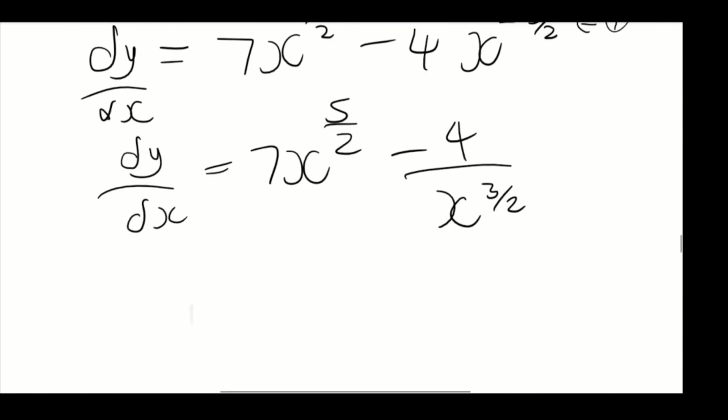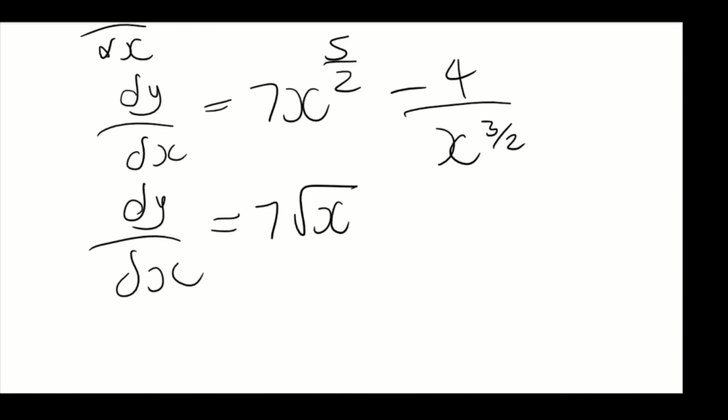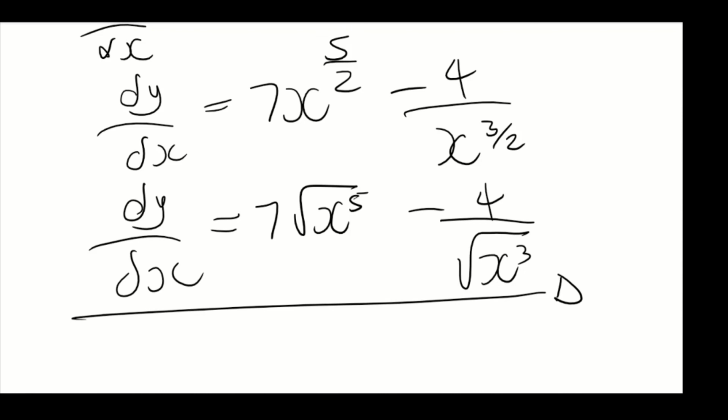So if you like, you can leave your answer in this format, or you can simply continue and write it properly. So it's 7 root of x to the power of 5 minus 4 over root of x to the power of 3. So this is the final answer of this problem here.